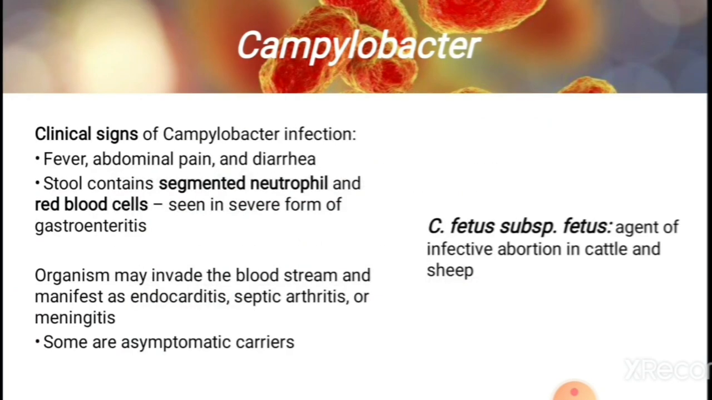Clinical signs of Campylobacter infection include fever, abdominal pain, and diarrhea, and stool under the microscope will contain segmented neutrophils and red blood cells. This is only in cases of severe gastroenteritis. We also have Campylobacter fetus subspecies fetus. It's the agent of infective abortion in cattle and sheep.